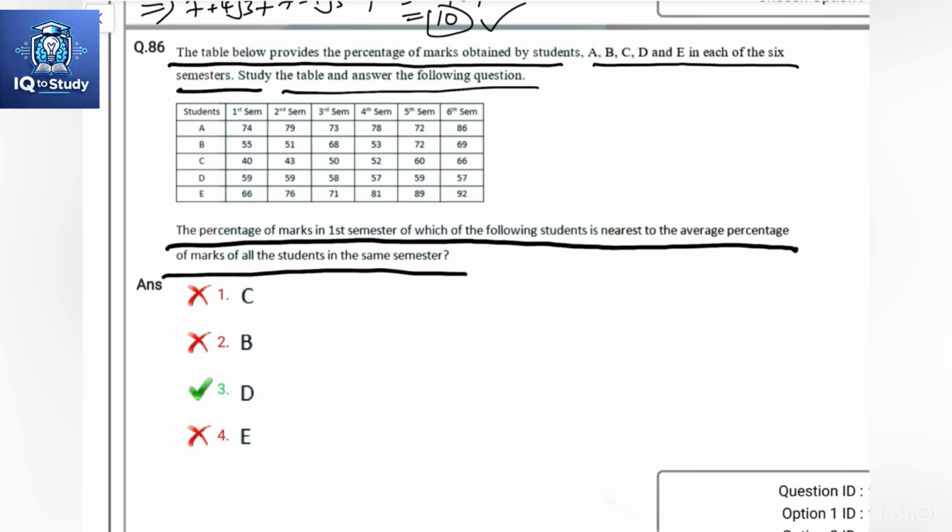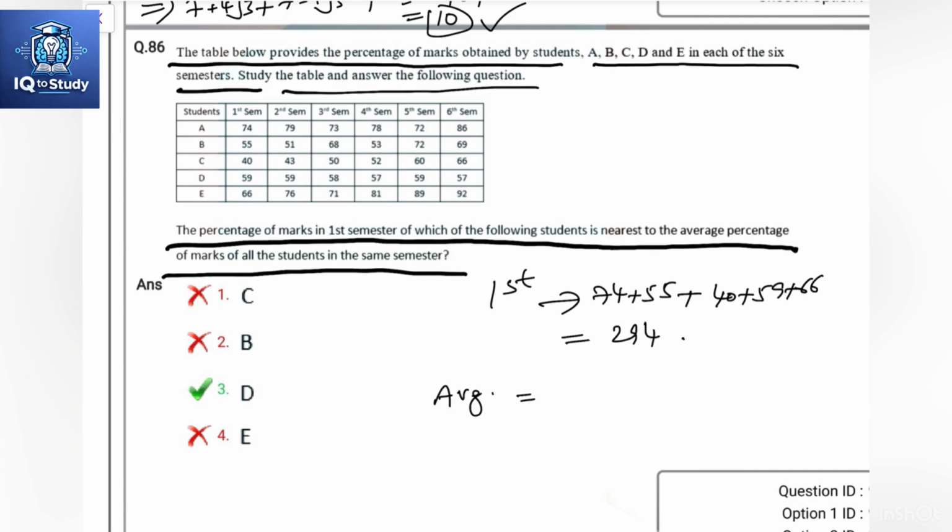Here, the marks of students A, B, C, D, E in the first semester are 74 plus 55 plus 40 plus 59 plus 66, which is equal to 294. And we know that average is equal to sum of values by number of values, which is 294 divided by 5, which is 58.8. And 58.8 is nearest to 59, which is D. So option 3D is correct.